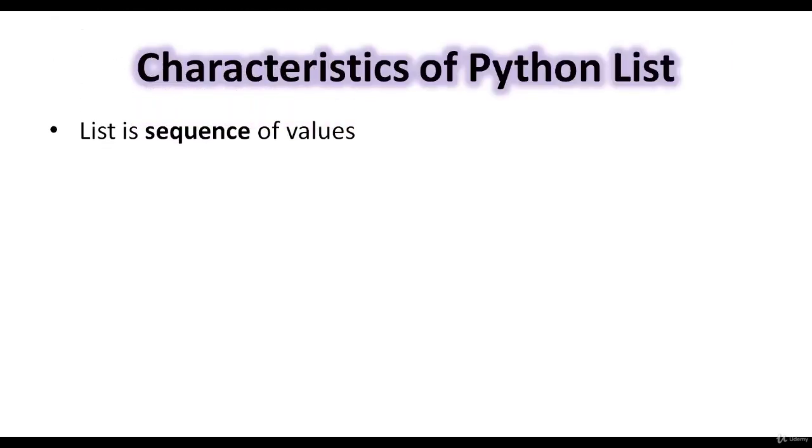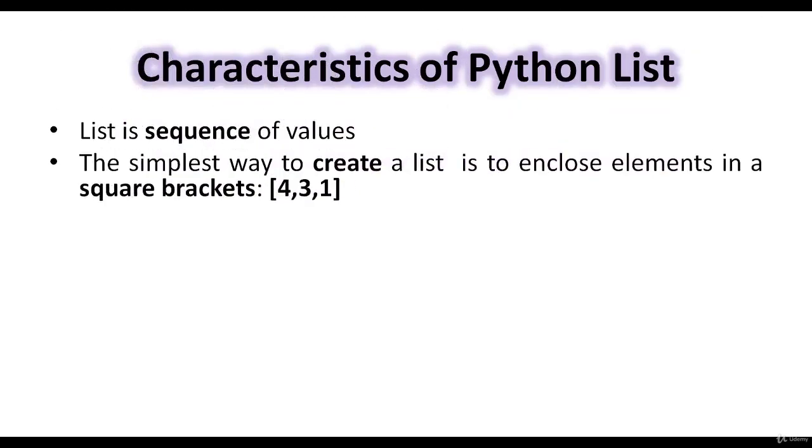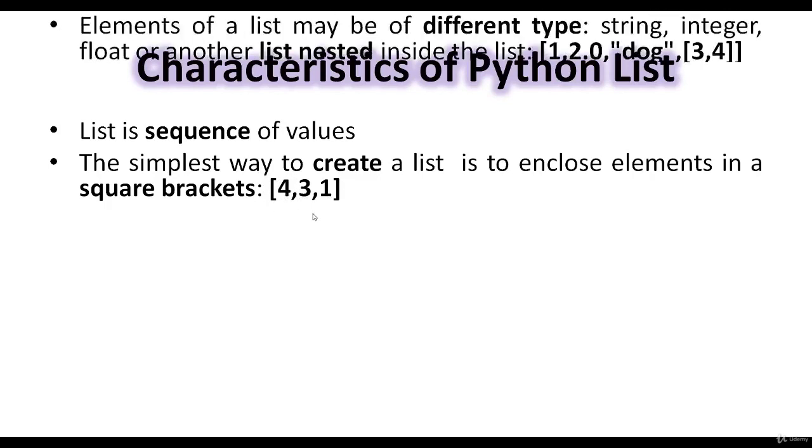Characteristics of Python list. List is a sequence of values. The easiest way to create a list is to enclose its elements in a square bracket. In this example, there are three elements 4, 3, 1, and the square bracket is used to create a list.